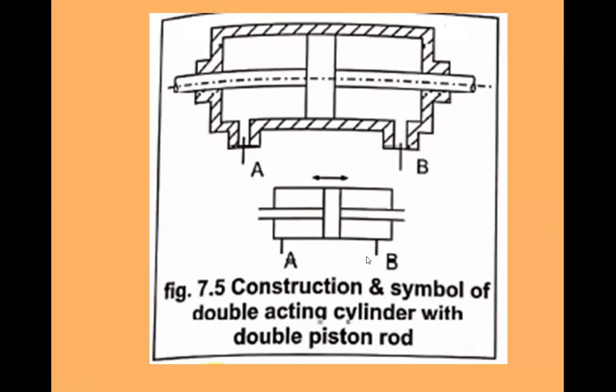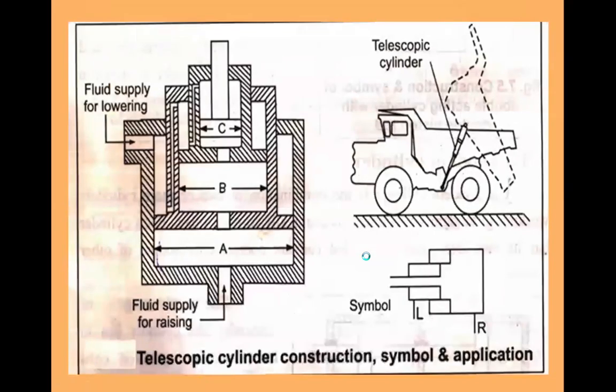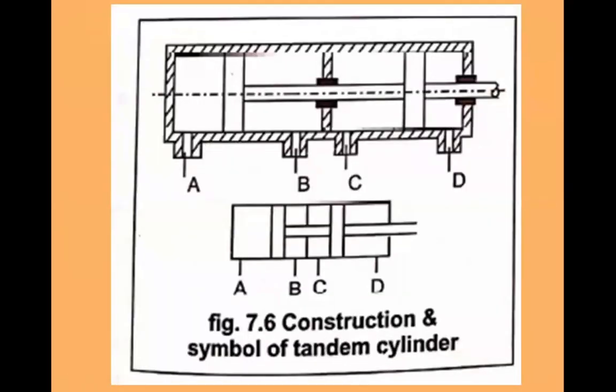Okay, now let us go for another one. Whatever we have seen, the single acting and double acting, those were the types of linear actuator or hydraulic cylinder. Now in that again we have special types of hydraulic cylinder. From that category, firstly we'll go for the tandem cylinder.